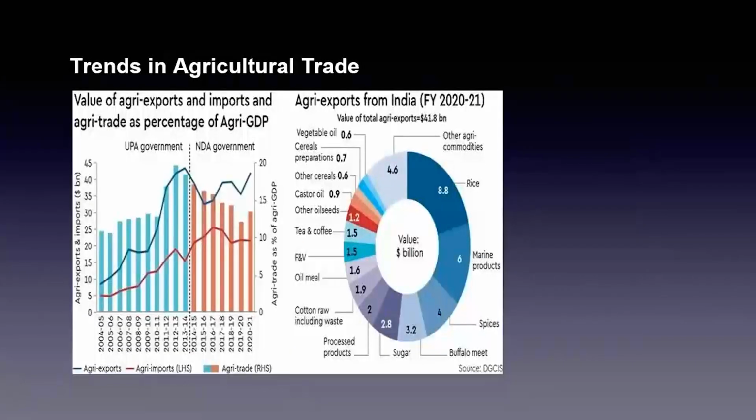And this is also to show the performance of agri exports and agri imports under different government regimes, under the UPA and the NDA government. You can see they are increasing. So we are net agri exporters of our farm commodities, an export surplus. And you can see the commodity segments once again, whether it's basmati or non-basmati rice, spices, cotton, sugar, supported by the DGCIS, Director General of Commercial Intelligence and Statistics.